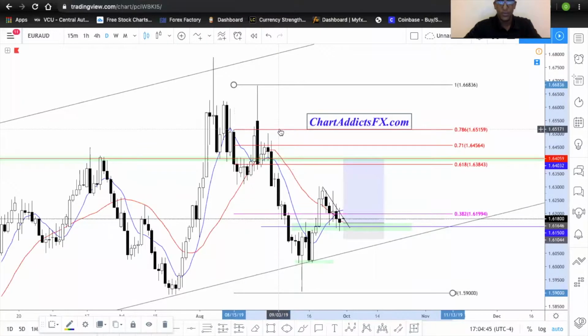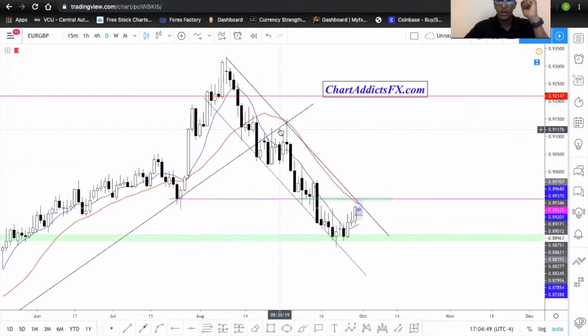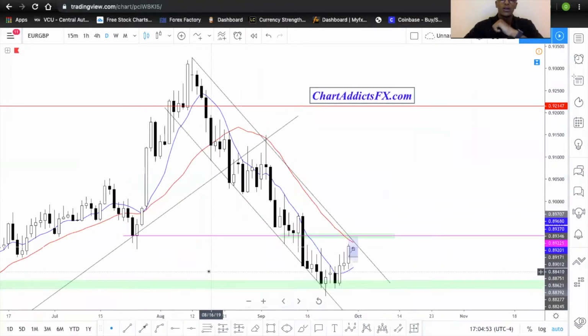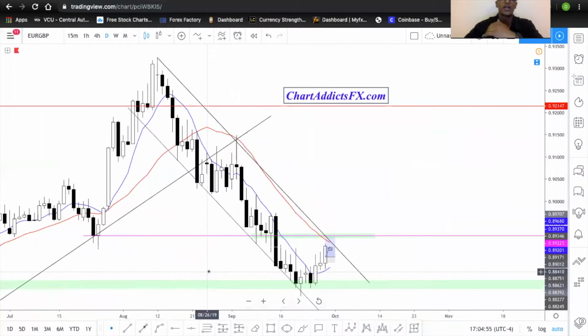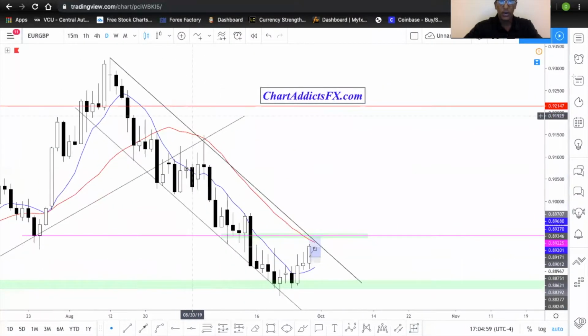So Euro AUD, Euro Pound. We called a buy on this last week, and it's now a risk-free trade. Same with Euro USD. But we can see now that we're in a downtrend.